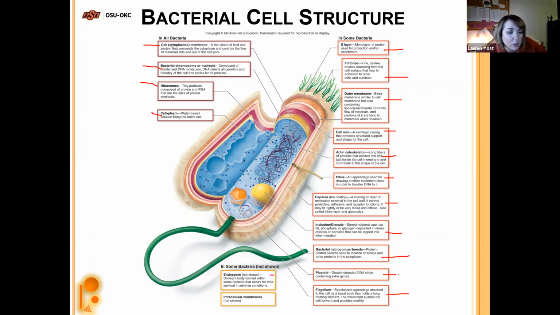Some bacteria also have, we don't have it in the picture, endospores, which we talked about last time, which help them survive harsh conditions. The endospores are not metabolically active, but they are waiting for better conditions so that they can multiply again in the vegetative state. Then this is the other thing that they can do, which is the intracellular membrane.